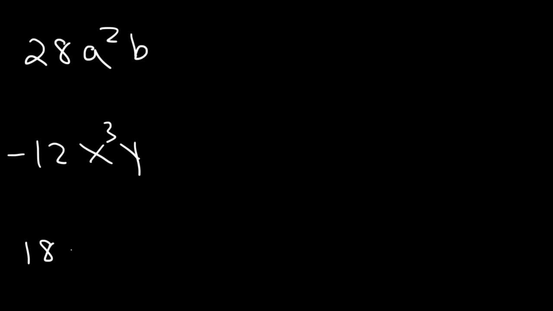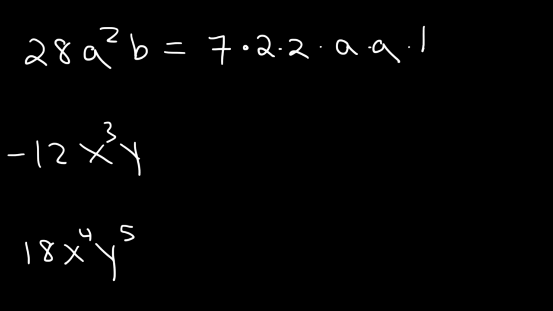Try these two. 28 a squared b, negative 12 x cubed y, and 18 x to the fourth y to the fifth. So go ahead and factor those monomials completely. Let's start with 28. 28 is 7 times 4. And 4, we can break that down into 2 times 2. So that's 28. A squared is a times a, and then we have one b variable.